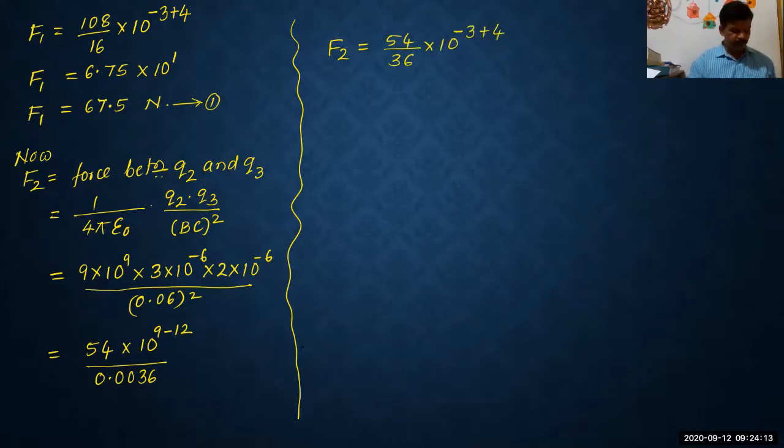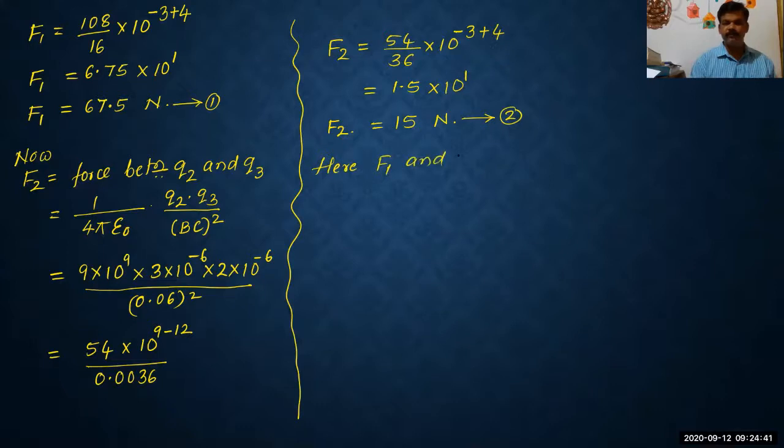So how much is 54 divided by 36? It is 1.5. 54 divided by 36 is 1.5 into 10 raised to 1, or it is 15 Newton. That is F2. Now, how are these two forces? They are opposite in direction. F1 and F2 are opposite in direction. Okay, both are acting on the third charge.